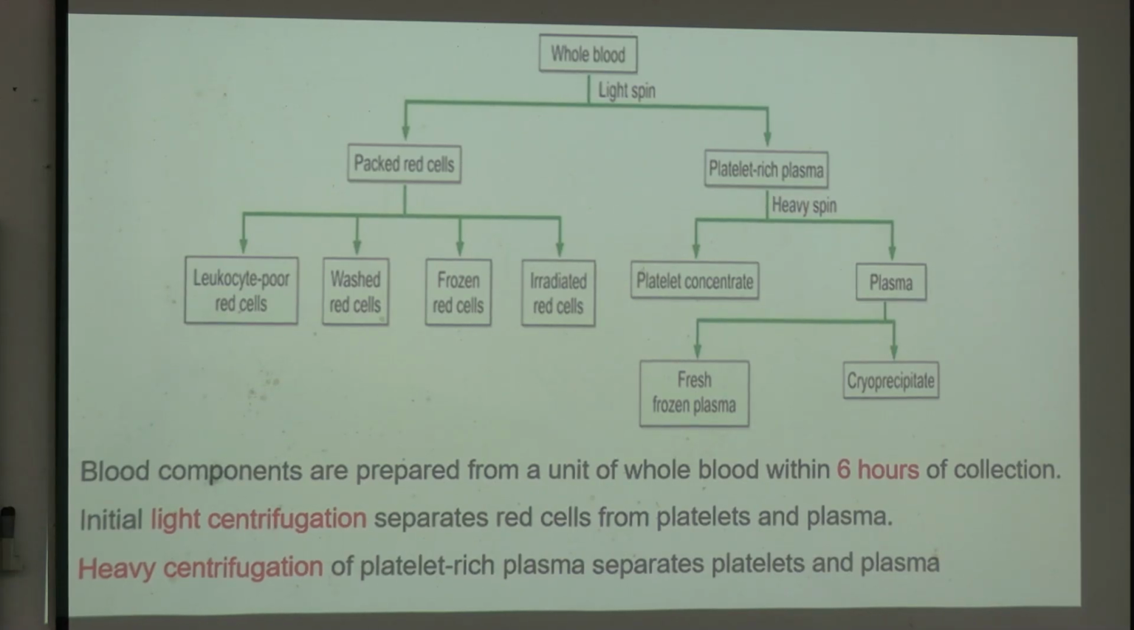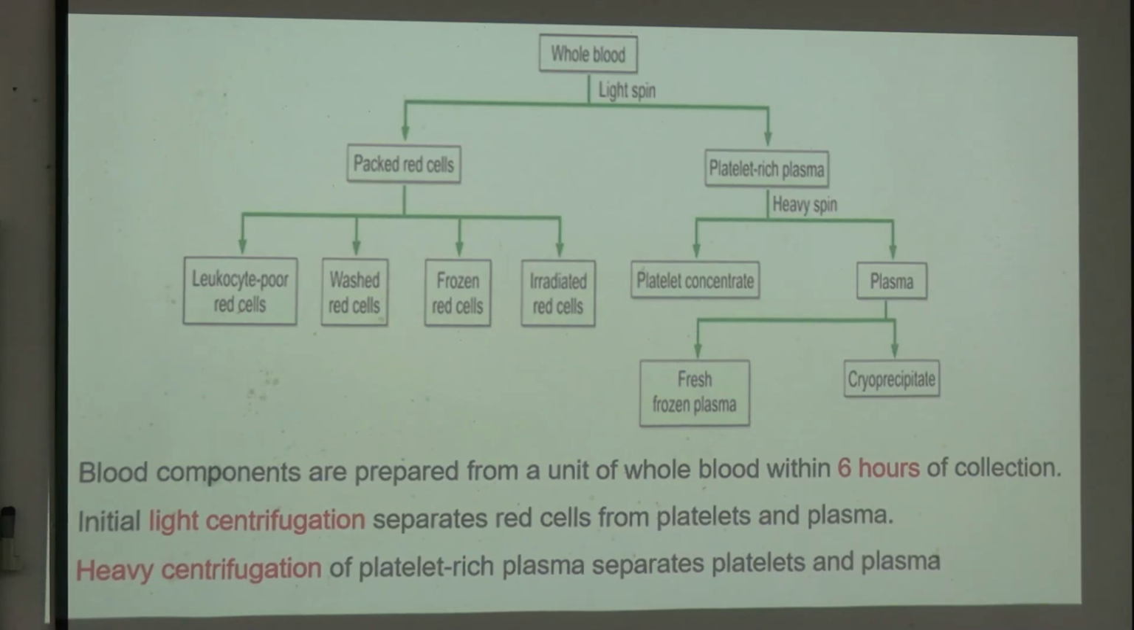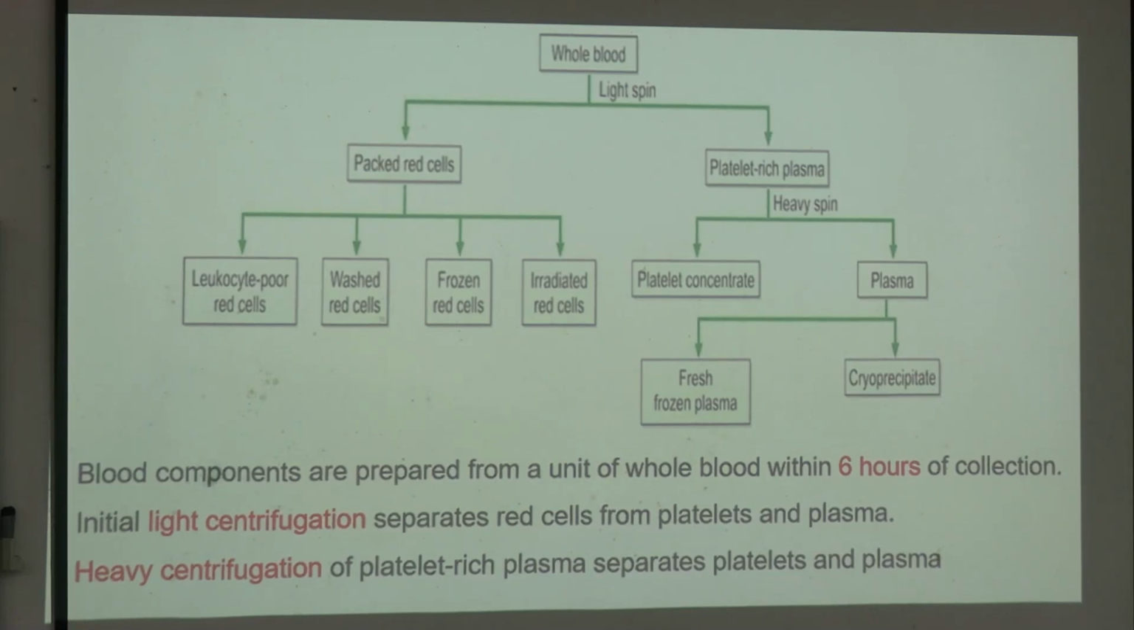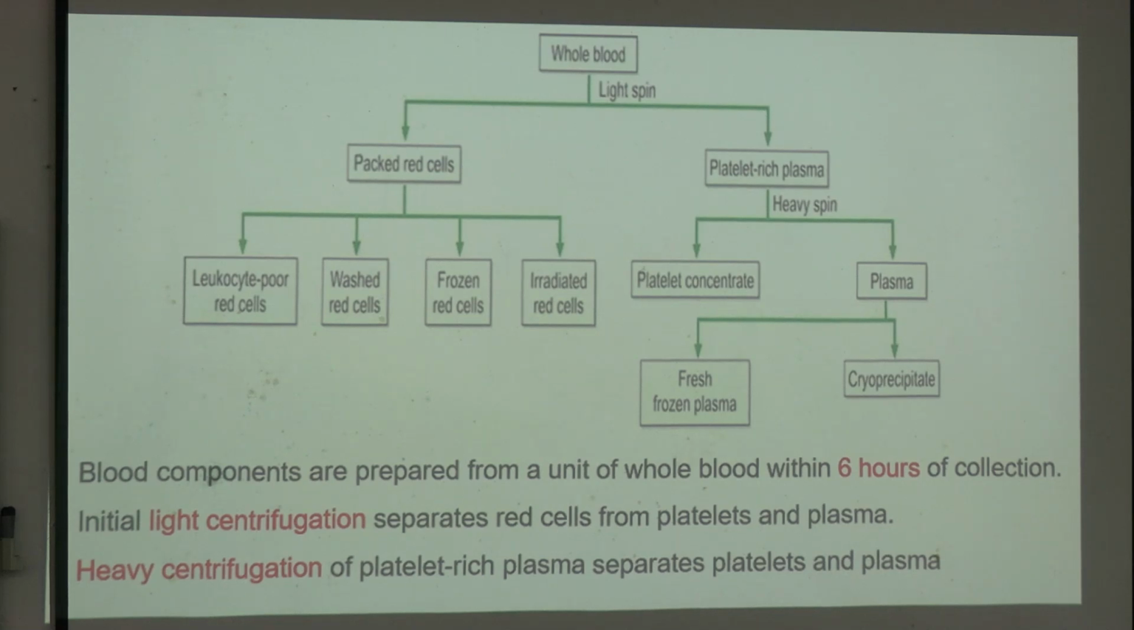After heavy spinning, it can be separated into platelet concentrate and plasma. And from plasma, we obtain fresh frozen plasma and cryoprecipitate. So blood components are prepared from a unit of whole blood, but remember, it should be within 6 hours of collection. The light centrifugation separates RBCs from platelets and plasma, and heavy centrifugation of plasma separates platelets and plasma.